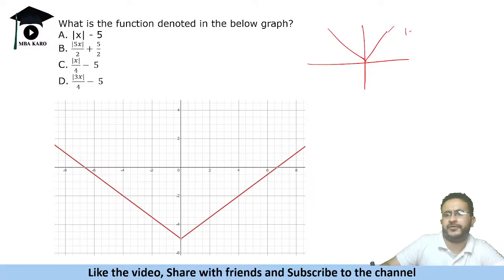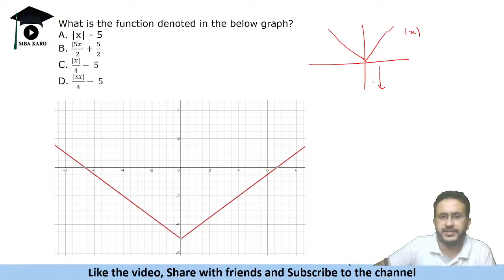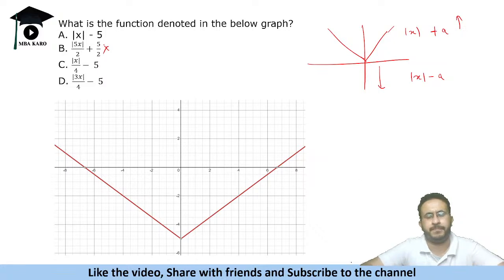So this is mod of x. If this is lower, it is less than this, so it means it is mod x plus something. Sorry, minus something. If you take it plus, it will go up, and this is mod x minus a. So this option will not be it. Put x equal to 0.